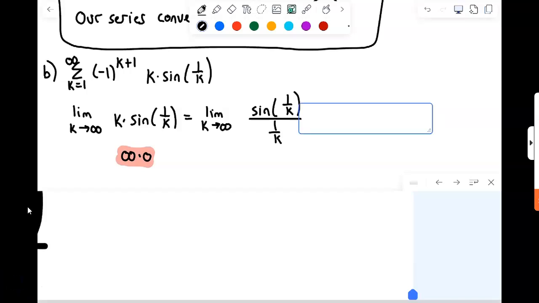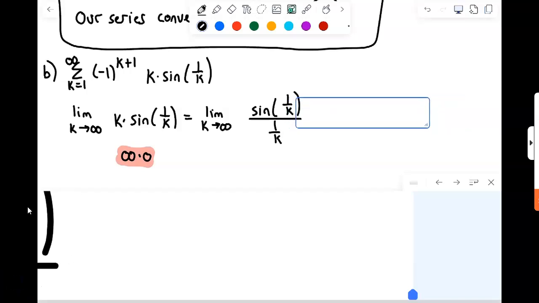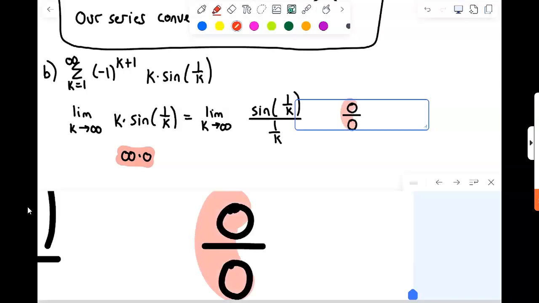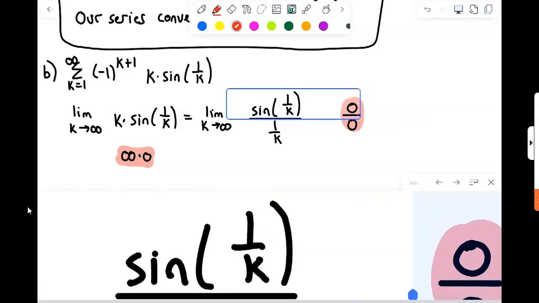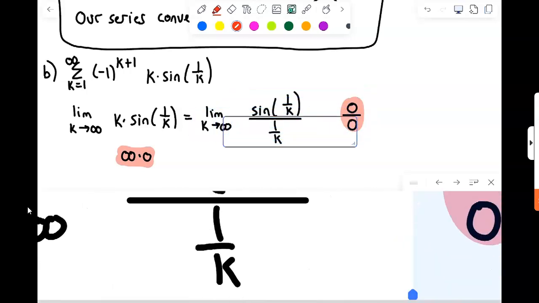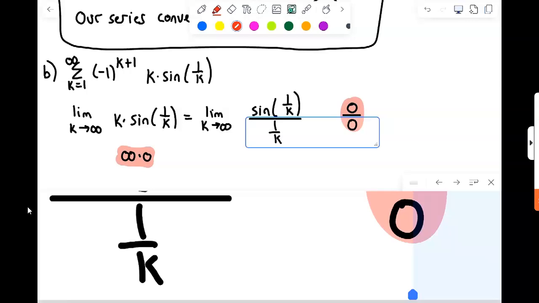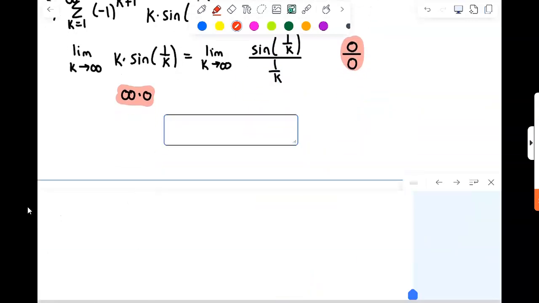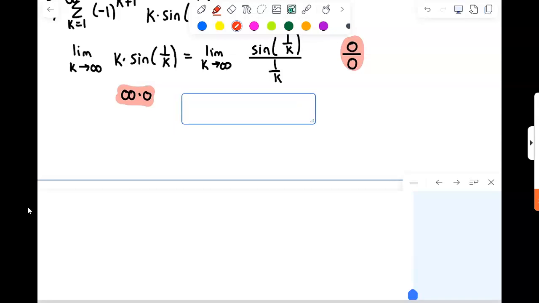Okay, sorry there, I just had a phone call come through, so I had to pause the video. So I believe we're at the point of realizing that this is a 0 over 0 limit now. Sine as k goes to 0, 1 over k goes to 0, sine of 0 is 0. And of course, as k goes to infinity, 1 over k goes to 0 as well, so it's a 0 over 0 limit. So we're able to invoke L'Hopital's rule. We're able to invoke L'Hopital's rule.